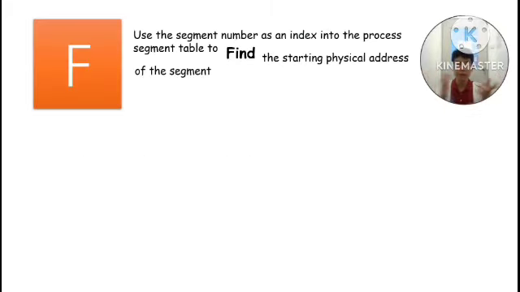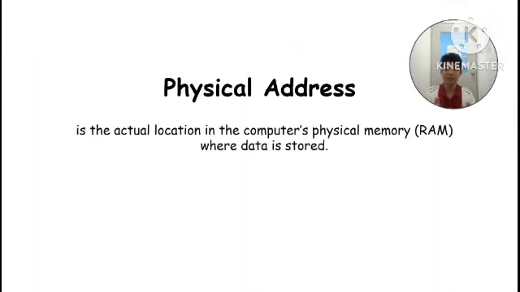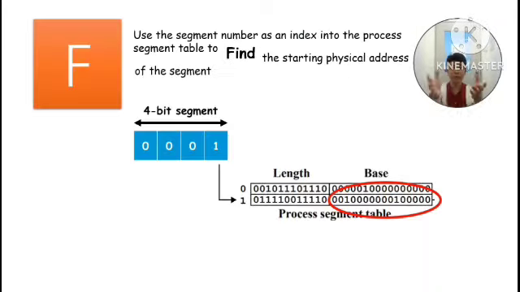F, Find. Use the segment number as an index into the process segment table to find the starting physical address of the segment. The physical address is the actual location in the computer's physical memory. We call it RAM, where data is stored. You can refer to the process segment table and get the starting physical address where it's circled.